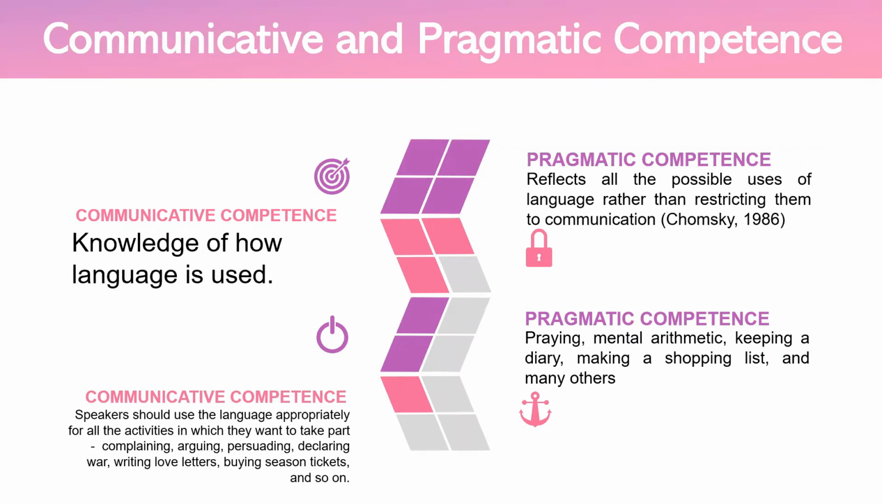As well as grammar, native speakers also possess knowledge of how language is used. This is often called communicative competence by those who see the public functions of language as crucial rather than the private ways we use language inside our minds. Sheer knowledge of language has little point if speakers cannot use it appropriately for all the activities in which they want to take part, such as complaining, arguing, persuading, declaring war, writing love letters, buying season tickets, and so on.